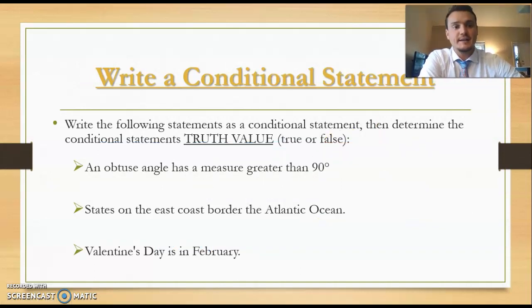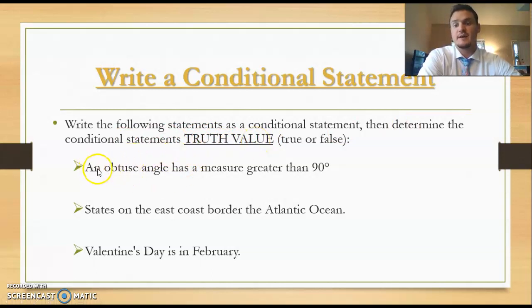Now, writing a conditional statement. The way that we write a conditional statement is basically take the hypothesis and conclusion that they give us and write it as an if-then statement. On this slide, it says, write the following statements as a conditional statement, then determine the conditional statement's truth value. Whenever they're talking about truth value, they just mean if it's true or false after you write it.